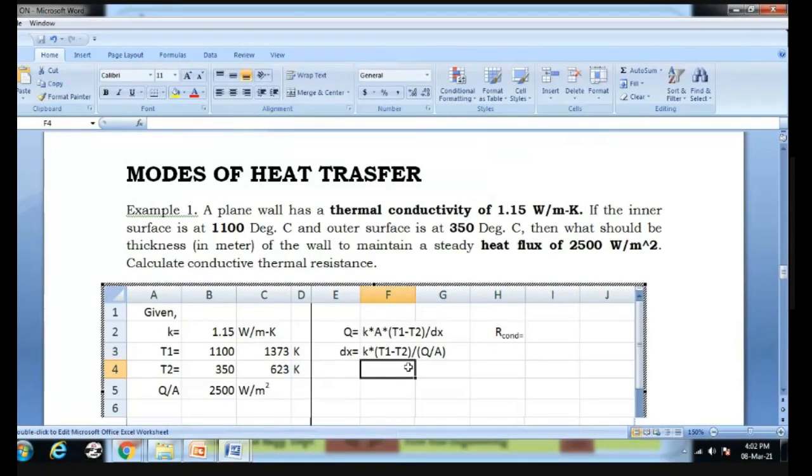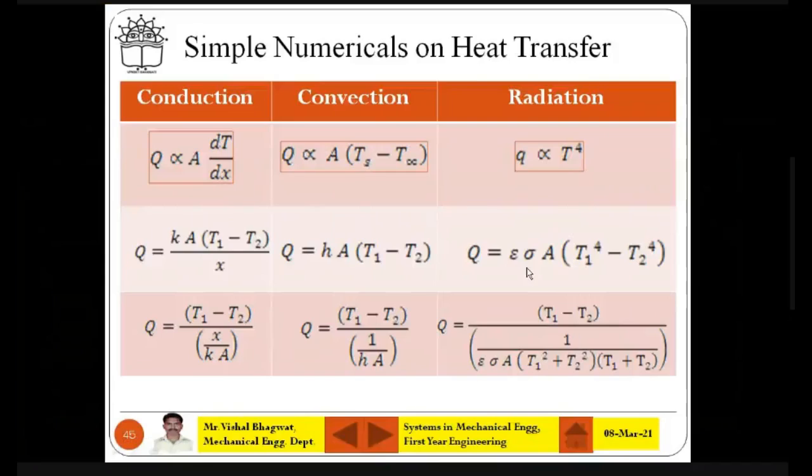So x is equal to 0.3911. Correct. X is equal to that. So 1.5 into the difference between these two, minus this, and then Q divided by Q, no? Divided by Q. Now it is coming. This is in meter. Is it okay? This is dx. And now what is the formula that you have seen for this one?